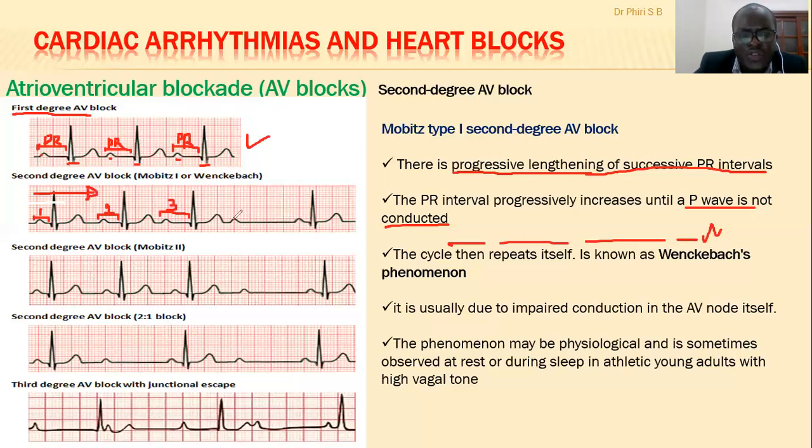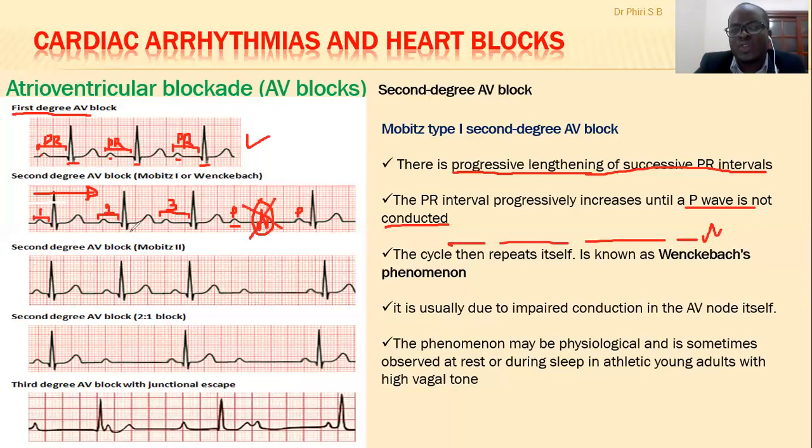Then at some point you find that a P wave is not followed by a QRS complex because it's not conducted to the ventricles. So you can see there's a P wave here, but you can't see the QRS complex, you can see another P wave. So it means that in between here, there's a missing QRS complex. So this missing QRS complex is as a result of this P wave that is not being conducted to the ventricles. So you won't see this QRS complex.